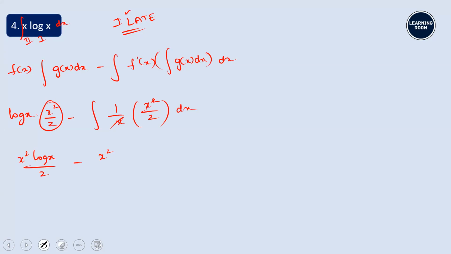integral of... So make a note. Keep trying. Go to the next one.